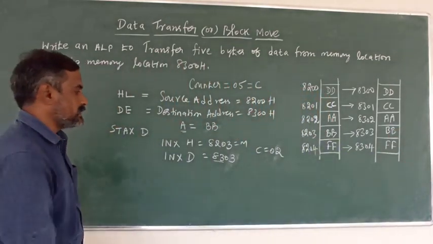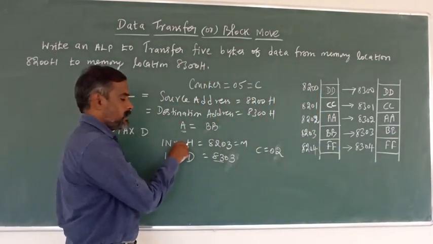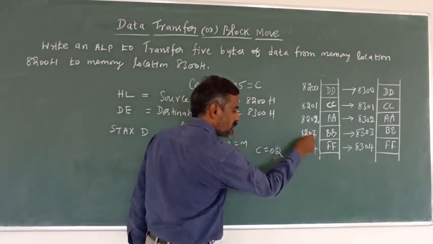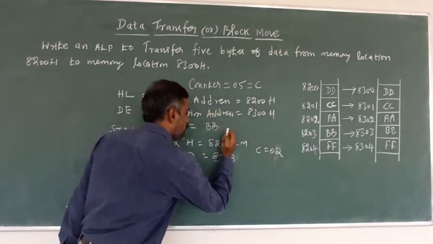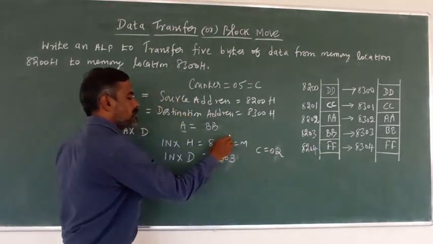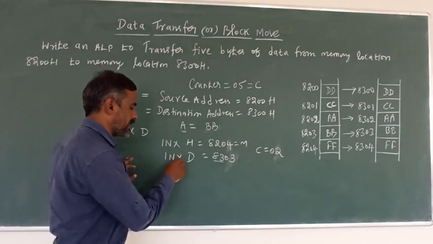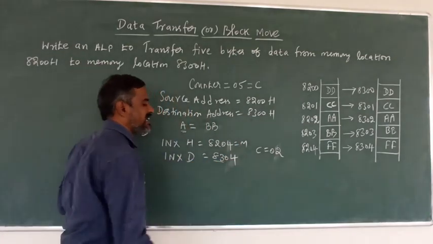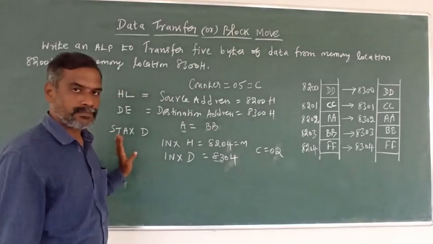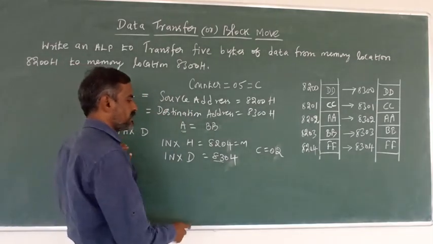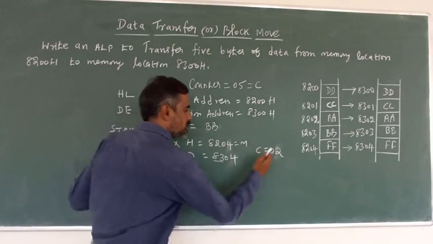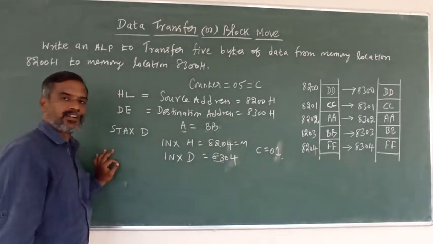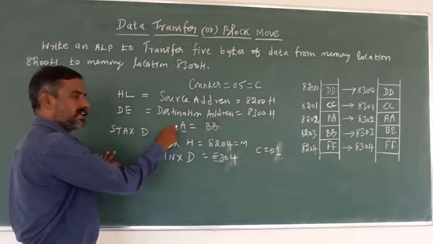Okay. Next, again increment the HL register pair content from 8203 to 8204. This is the memory address in HL, and INX D. The destination address is also incremented to 8304. After that, decrement the C register, now C equals 01. Now check whether it is 0 or not. Not 0, which means again jump to here.